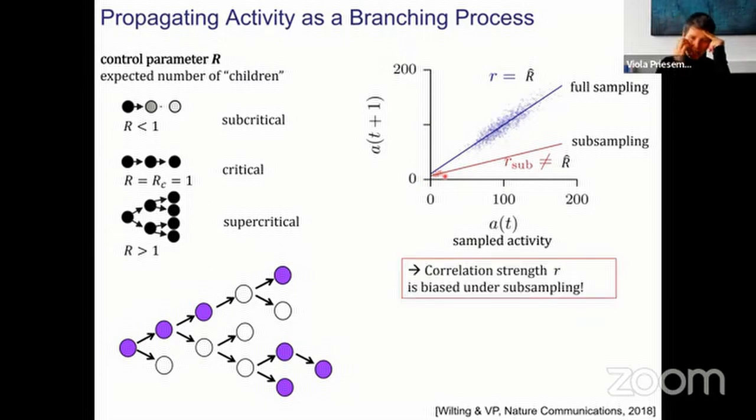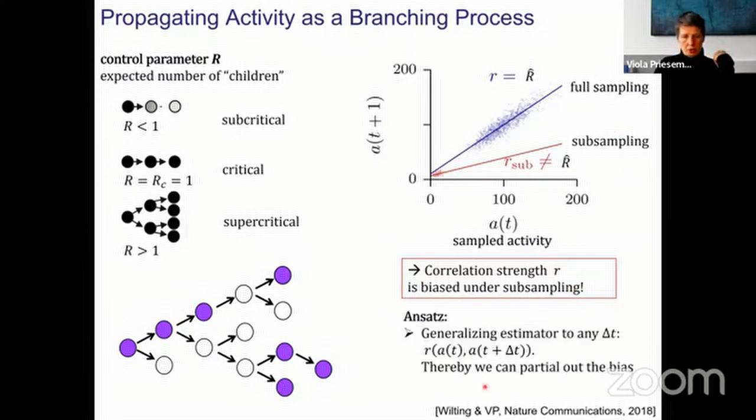Oh, I should say that if already things like the correlation or covariance strength are biased under subsampling, then obviously other measures are also biased. And I want to stress that because a number of conclusions, especially in neuroscience, have been drawn by just looking naively at a subsampled system without understanding that there are fundamental changes.